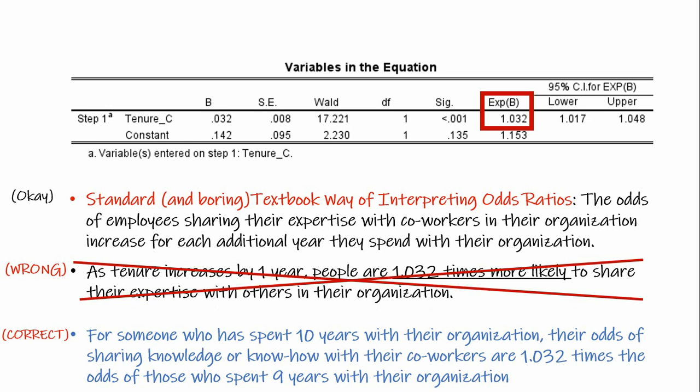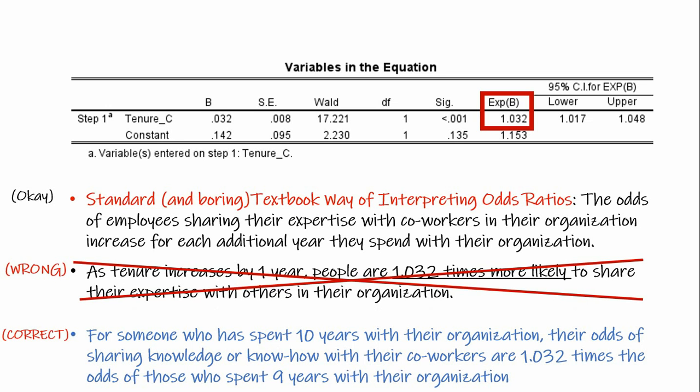But still, here's a reason why I do not like using odds ratios. And here's the reason why. We know the odds of those who spent 10 years with their current organization are 1.032 times the odds of those with 9 years, which is 1 year less, with their current organization.